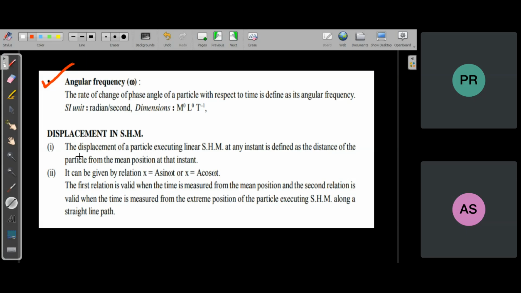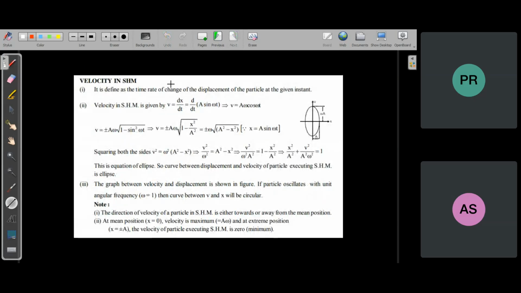Now the next is displacement in SHM. You already know displacement in SHM. Everything is same. Let's go to the next: velocity in SHM. In the last class we also discussed that velocity is nothing but the first derivative of the displacement, and you will get this equation. Here it is a function of time. If you want to write it as a function of x, then you will have to do some manipulation. You will get this equation, which is velocity as a function of x. You can also plot this equation in a graph.